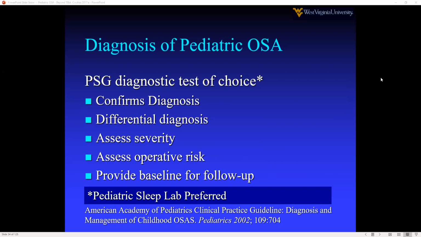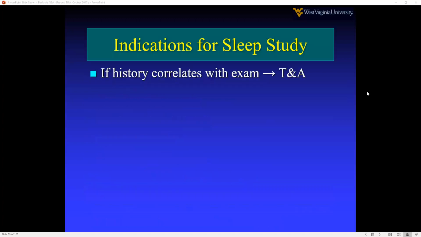Then you can assess severity of sleep apnea, because the severe ones you want to maybe retest or keep them overnight for observation. Assess operative risk. If they have significantly low saturations, of course, you're going to want to assess those in-house postoperatively. And then you have a baseline for follow-up, whether you treat with medication or non-surgical treatment or surgical treatment. And again, pediatric sleep lab is preferred. The labs that don't see a lot of kids tend to have a harder time with it and perhaps less reliable.